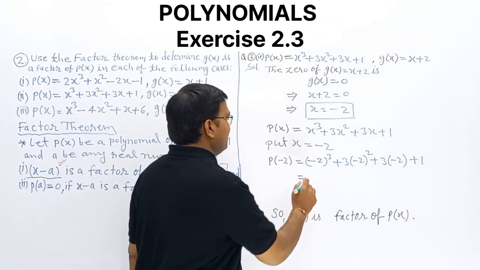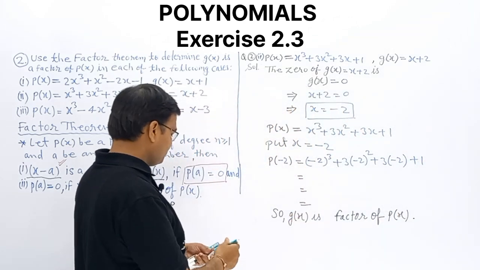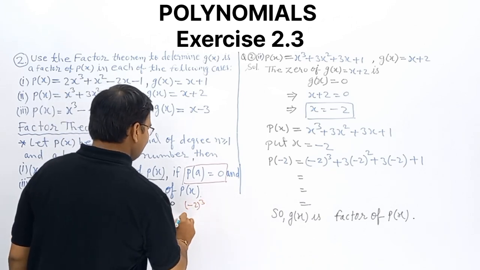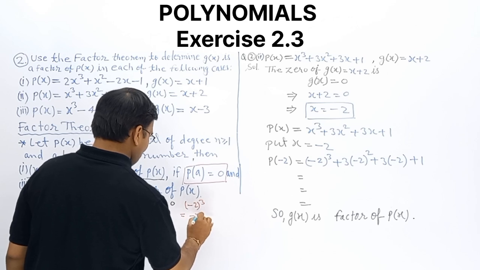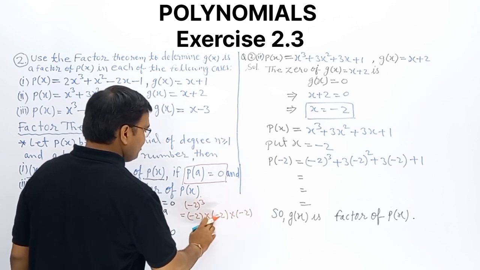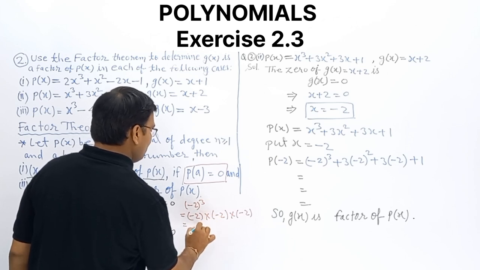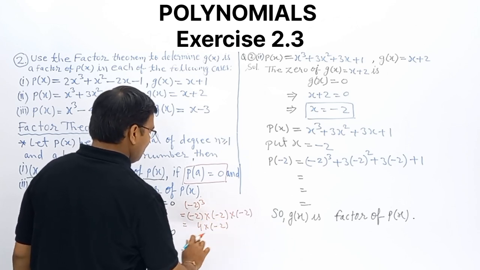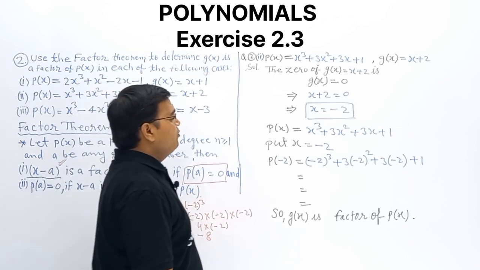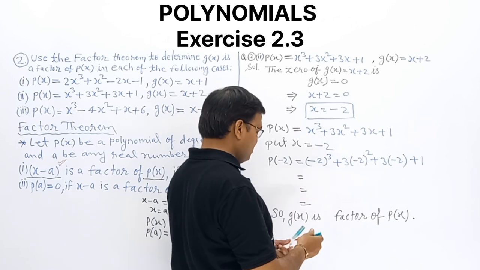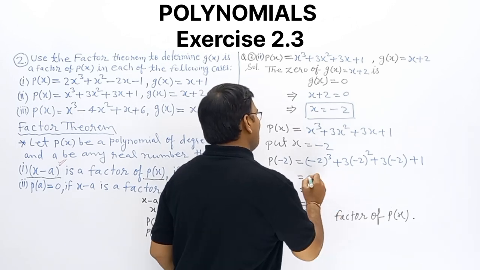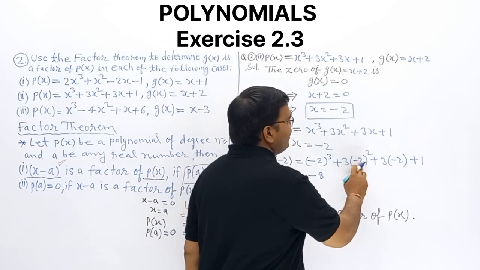Solve this one. Minus 2 cube will be what? How will we find the value of minus 2 cube? Minus 2 cube can be written as minus 2 into minus 2 into minus 2. Product this one. Minus into minus plus, 2 into 2 is 4, into minus 2. Again product, plus into minus is minus, 4 into 2 is 8. So minus 2 cube will be minus 8.